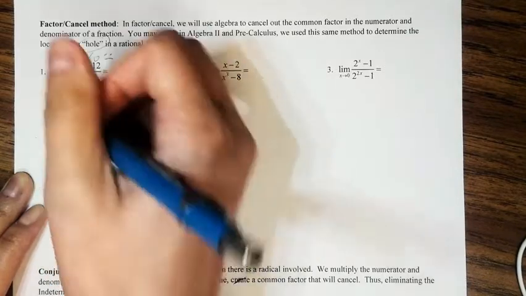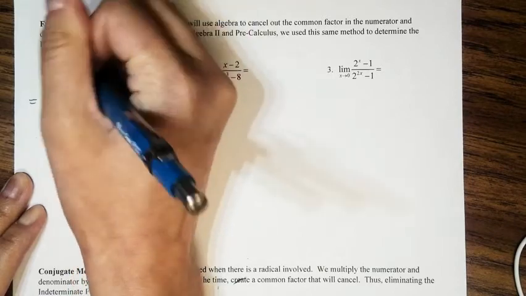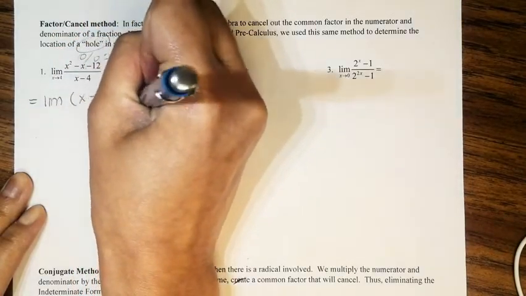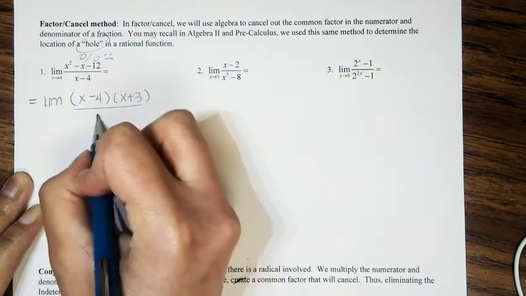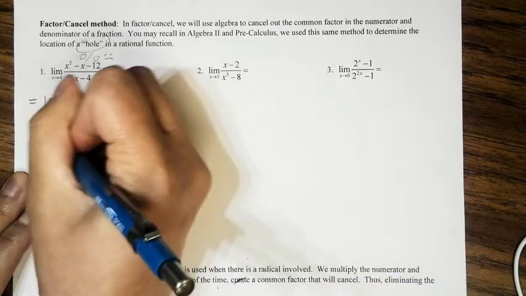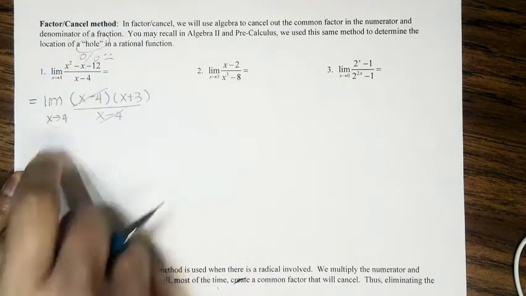What we can do here is obviously factor. So we factor the top. You know that the factors here are going to be x minus 4 times x plus 3, and then it's divided by x minus 4. Here you realize that we can cancel them. And here I forgot to put the x goes to 4, so please remember to do that.